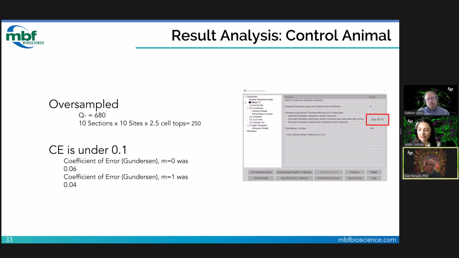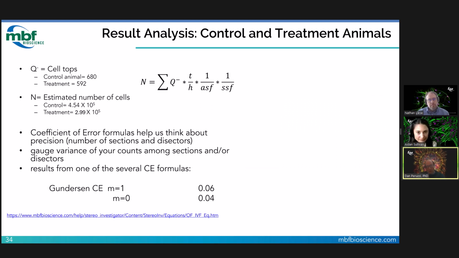So let's take a look at data from 2 animals, one from each group. The Q minus, that is again the raw data. That's the cell tops that you count in all the dissectors and all the sections that you're using. For the control animal, as Aidan said, it is 680. And she also counted a treatment animal, and using the same parameters, that came out to be 592. We want to do a pilot study on one animal for each group because there could be differences in how the cells are distributed between groups, calling for different parameters.